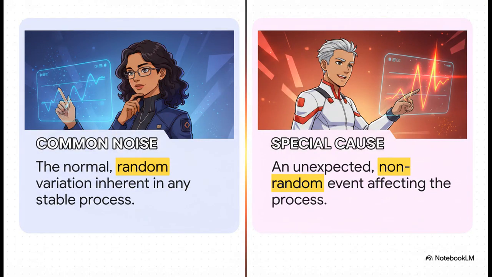So our mission is to learn how to tell the difference between two things. On one hand, you've got common noise. Think of this as the normal, predictable, random static you'd expect in any stable process. It's just part of the system. But then there's a special cause. Now that is a real signal. It's an unexpected, non-random event that tells you something important just happened.